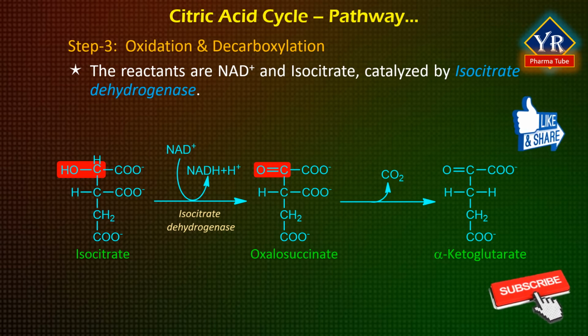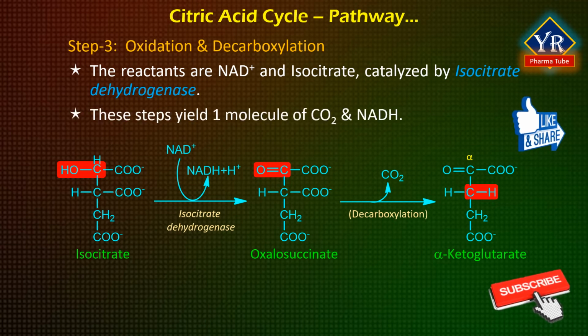Thus, NAD+ is converted to its reduced form, that is NADH. The oxalosuccinate remains bound to the enzyme and undergoes decarboxylation, which removes carbon dioxide and produces the C5 alpha ketoglutarate, which is a keto dicarboxylate compound. These steps yield the first molecule of carbon dioxide and NADH in the cycle.